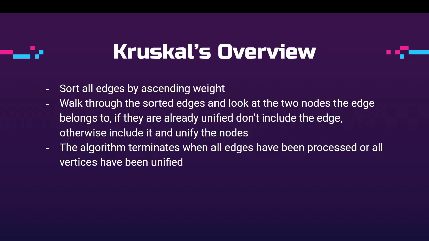If they're already unified, you don't include the edge. Otherwise, you do include it, and you group that edge with those two nodes. Then you keep repeating this process until all the vertices are put in the same group.